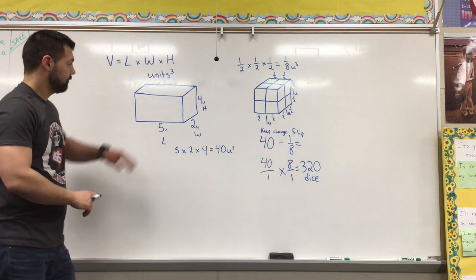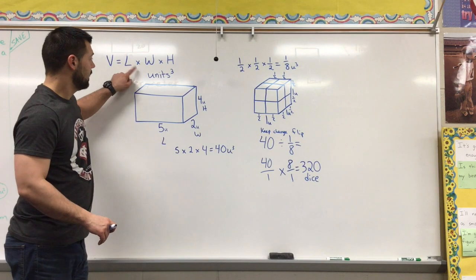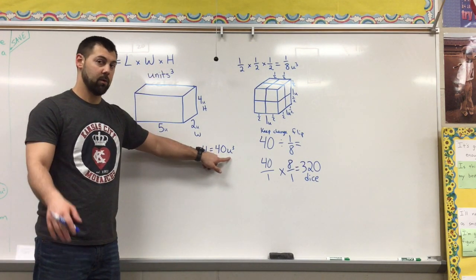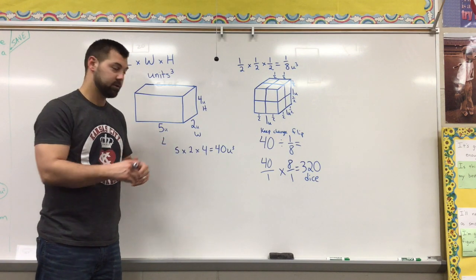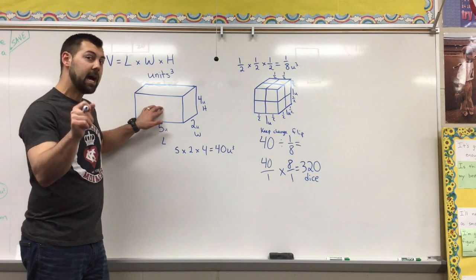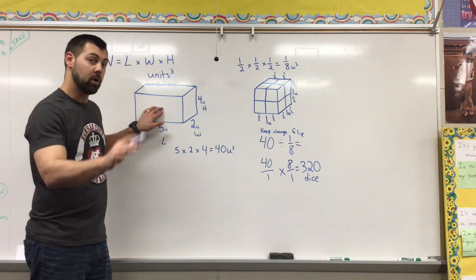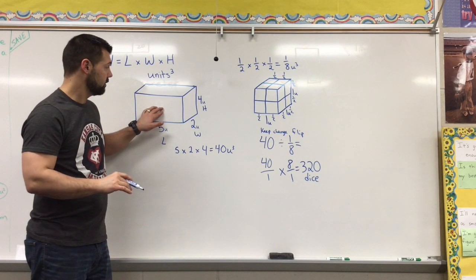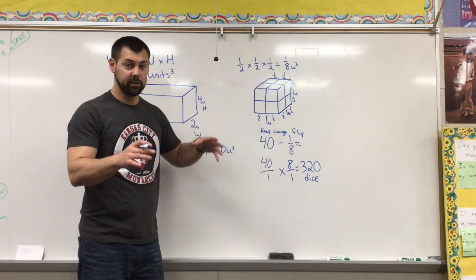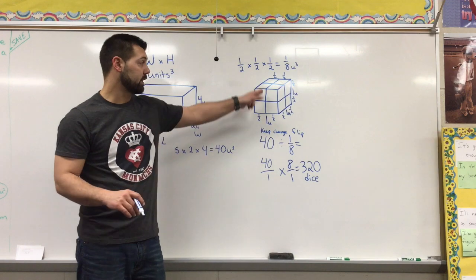So let's recap. To find the volume, I do length times width times height, and that gives me cubic units at 1 by 1 by 1, because each of them would be perfect cubes. And I would have 40 that could fit in here. But I'm shipping dice that are smaller than 1 by 1 by 1 cubic units, and they are half by half by half. So each side, the length, the width, and the height were cut in half.